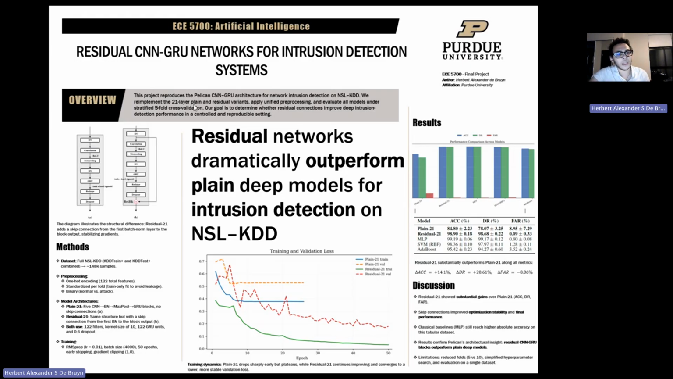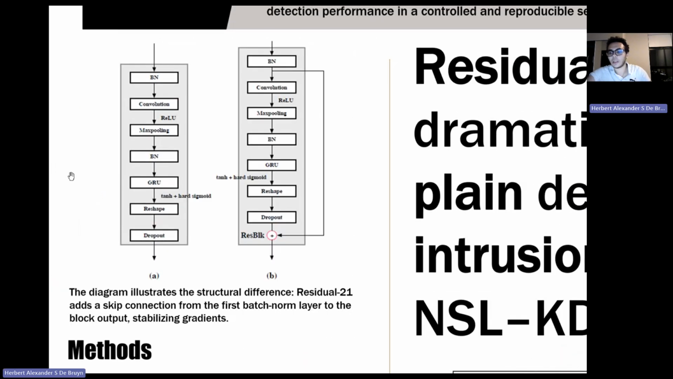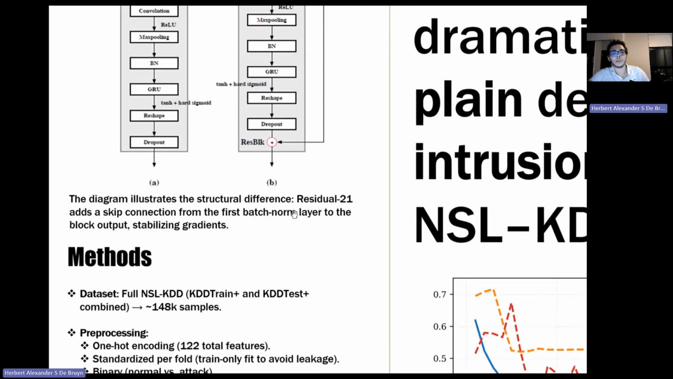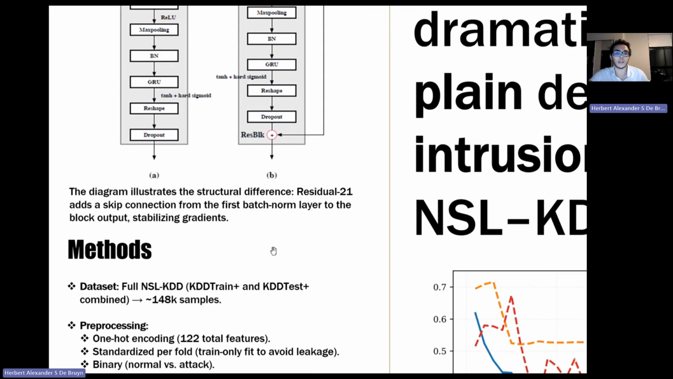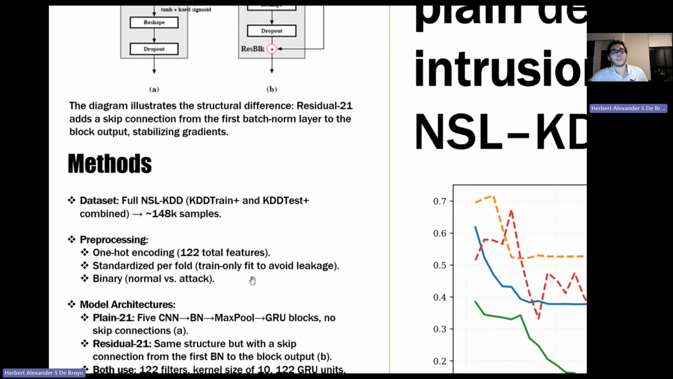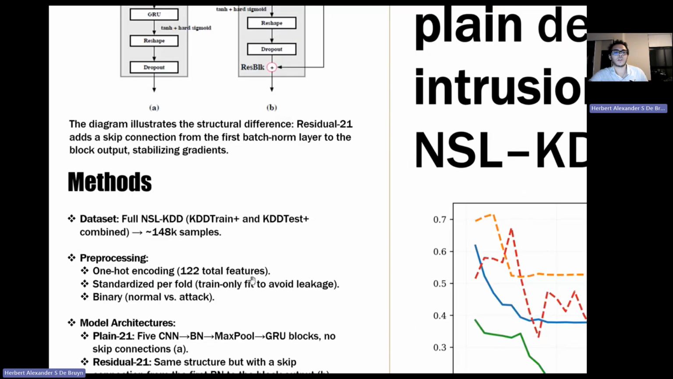So the first thing I'm going to discuss is the actual architecture they're going to use. As you can see here in this image, you have A, the plain block, and B, the residual block, and both blocks apply batch normalization followed by a convolution 1D layer with ReLU activation, max pooling, another batch normalization layer with a GRU cell, then reshaping and dropout. The same happens for the residual, but with a skip connection between the first batch normalization layer and the final block. And for us, since we're doing a residual 21 and a plain 21, we need to stack 5 of these blocks for each of them.